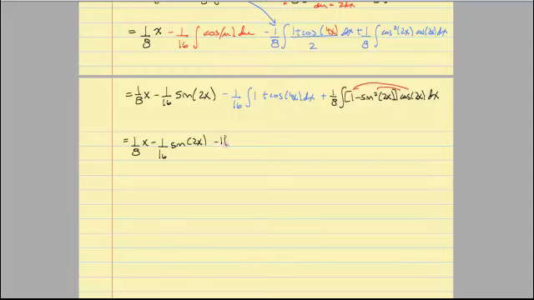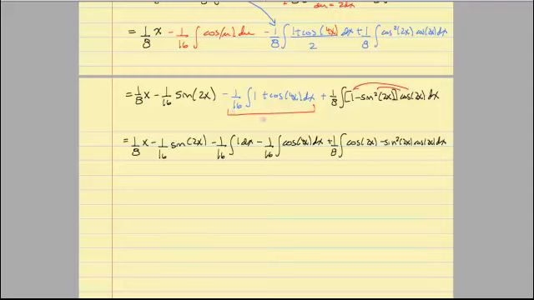I have this negative 1/16 integral of 1 dx minus 1/16 integral of the cosine of 4x dx plus 1/8 integral. If we distribute, we get the cosine of 2x minus sine squared 2x cosine of 2x dx. It's getting a little crowded there.